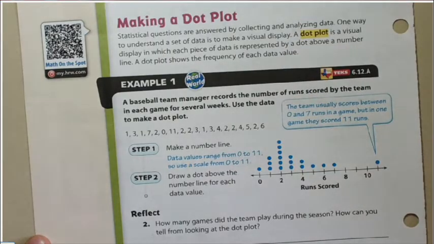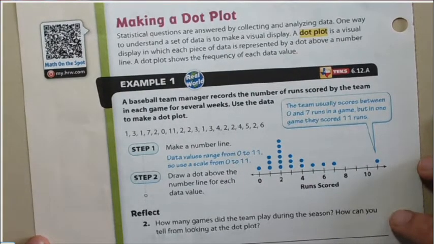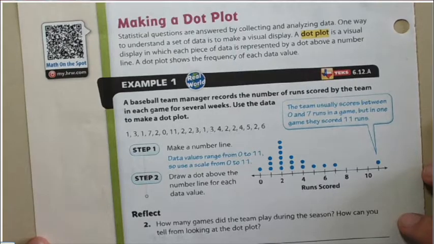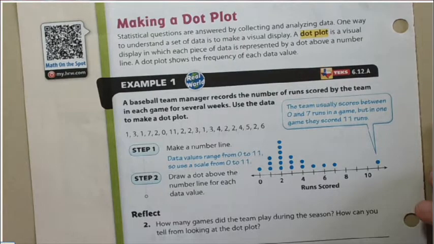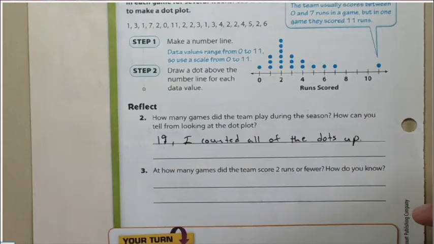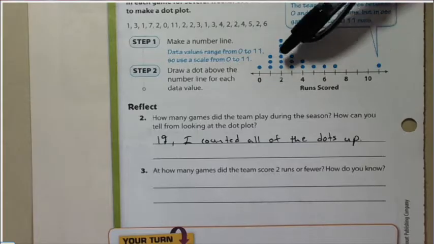And then let's look at the reflect questions. How many games did the team play during the season? How can you tell from looking at the dot plot? Okay, pause the video and answer the question. Okay, so number 2, it asks how many games they played during the season, and it is 19. I know that because I counted up all the dots, and each dot represented one game.